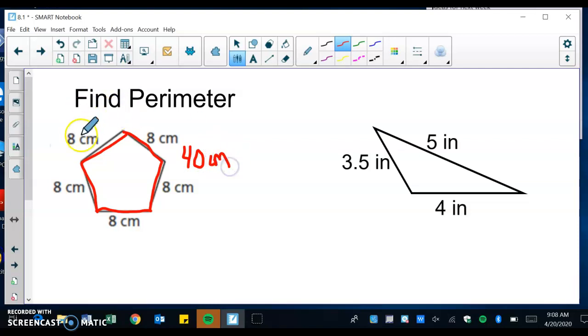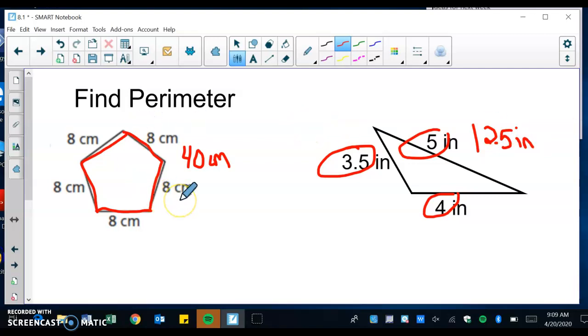You can also notice that the 8's repeat. So you can do 8 times 5. Notice that these numbers on the perimeter of this triangle aren't the same, so you can't multiply, you're going to have to add. So 3.5 plus 5 is 8.5, plus 4 is 12.5. So that's 12.5 inches. So that's perimeter, distance around the shape.